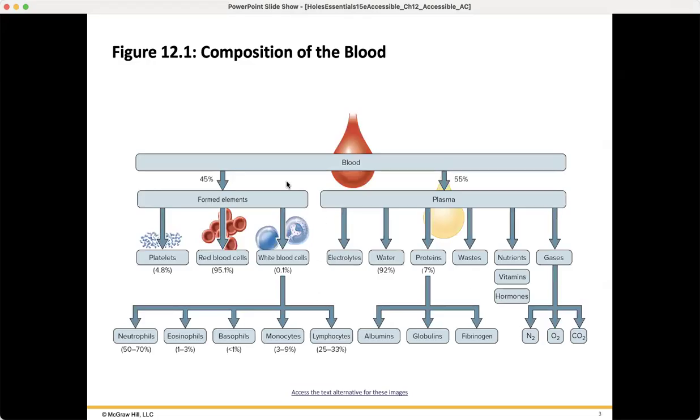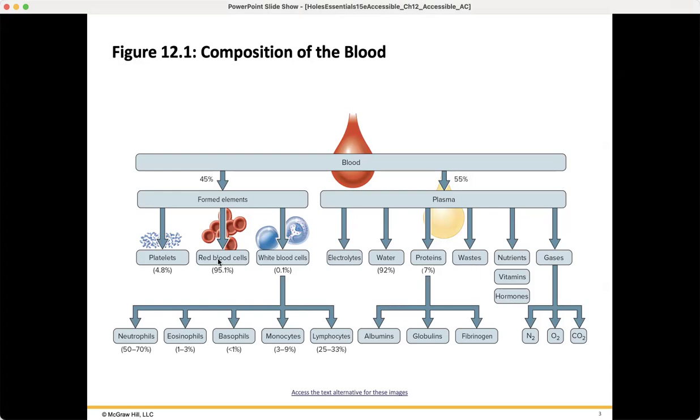This is kind of what this looks like. So if we take a blood sample, 45% of that sample will be the cells themselves, which are called the formed elements, and 55% of that sample will be the liquid matrix, which is plasma. You can see there's a lot of components to plasma. You are not going to have to memorize those, okay?